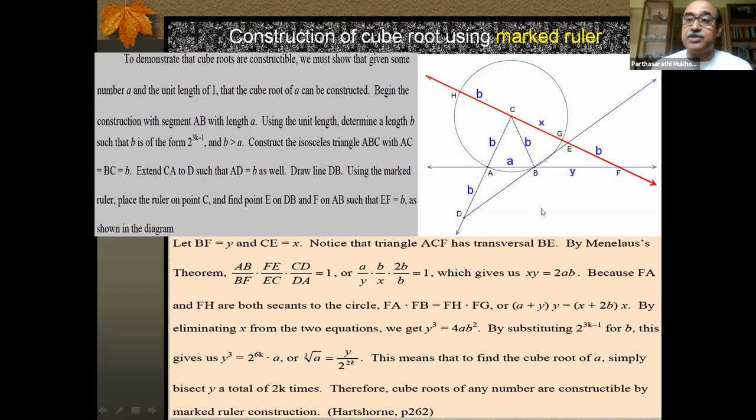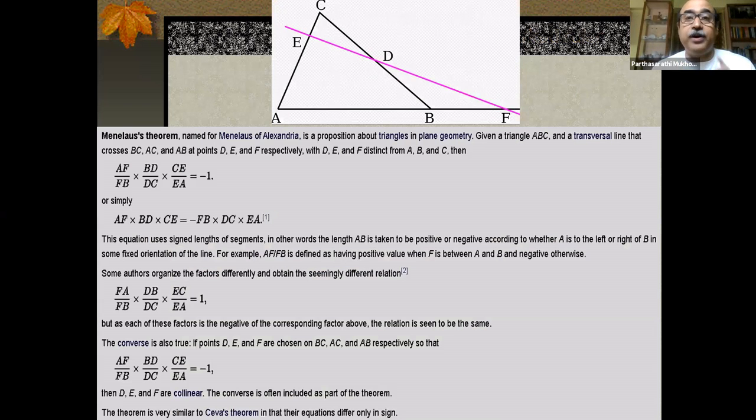Well, that's another beautiful neusis construction, this marked ruler usage, which shows you the possibility of duplicating a cube. But once again, diverting from the Greek norms, right? And this is on page 262 of the book of Hartshorne that I have already pointed out, Euclid and Beyond, the book called Geometry, Euclid and Beyond. It's a very good book for these kinds of things. Beautiful things are discussed there. Okay, so this I have already explained.